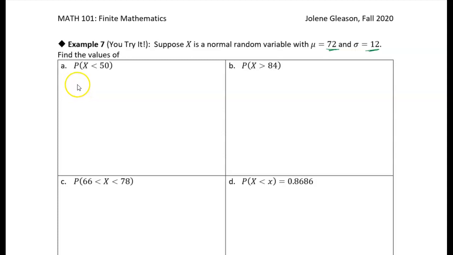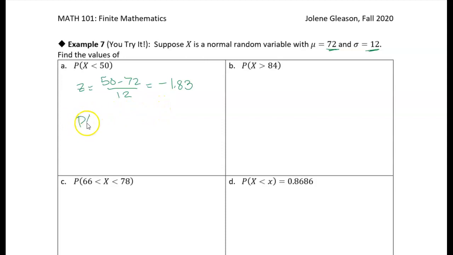So let's convert the 50 to a z-score. We're going to take 50 minus 72 and divide it by the standard deviation, which is 12. Now it's going to be negative, which makes sense because it's below the mean. So it's negative 1.83. It's a good thing to always check yourself. It's easy to switch these two numbers around, the 50 and the 72. But make sure it makes sense. 50 is below the mean. The mean is 72. So it makes sense that it should be negative.